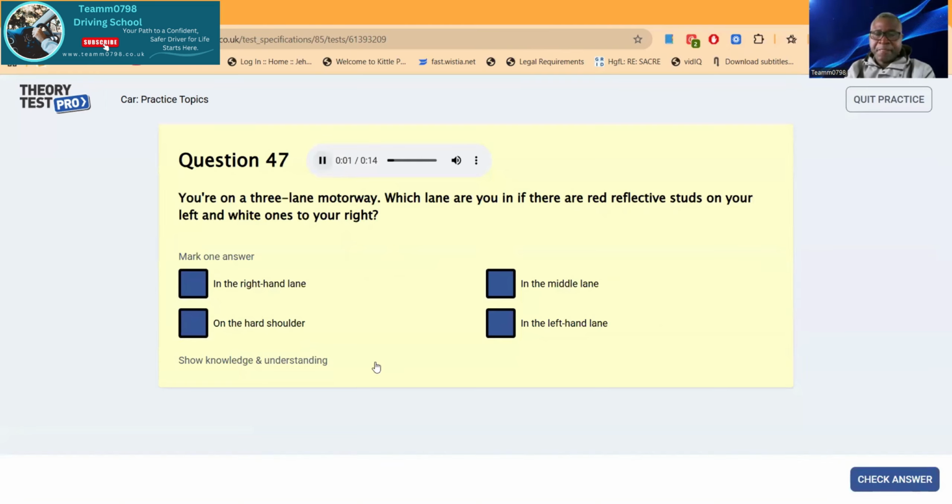You're on a 3-lane motorway. Which lane are you in if there are red reflective studs on your left and white ones to your right? In the right-hand lane. In the middle lane. On the hard shoulder. In the left-hand lane. Okay, so you need to memorize it. The red is on the edge of the carriageway on the left. Your right hand will be the white studs. So that will be the left-hand lane. Okay.